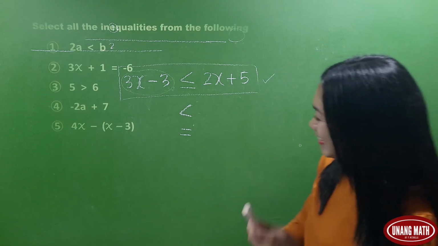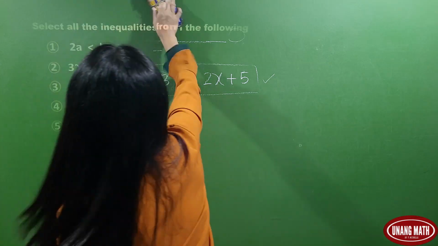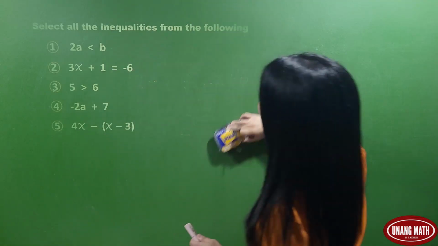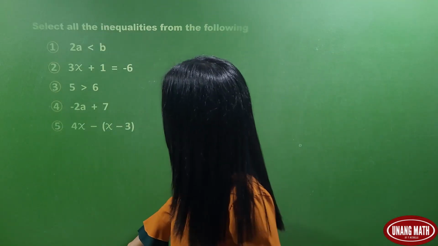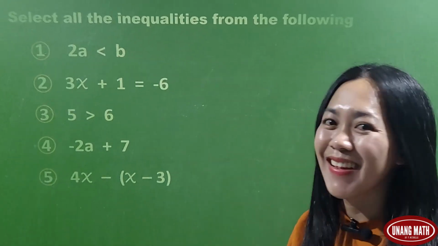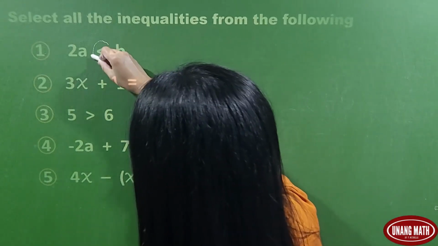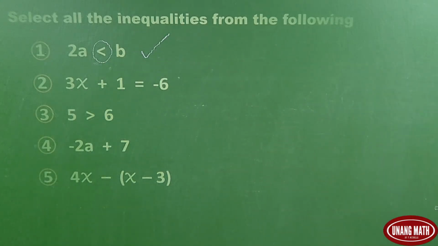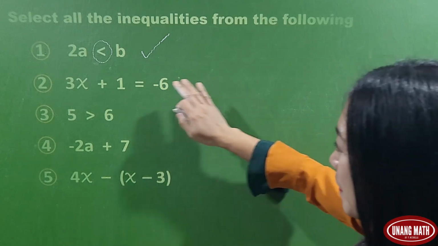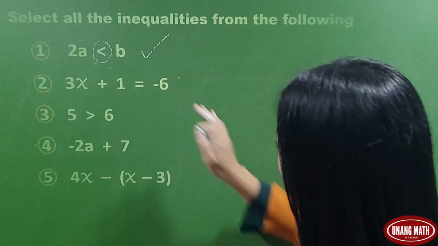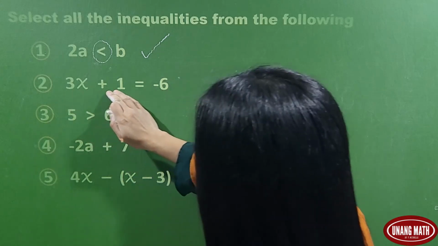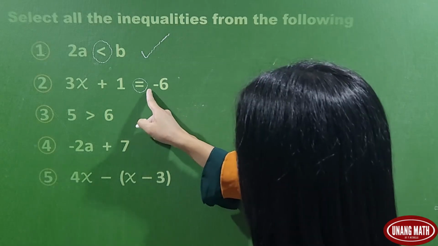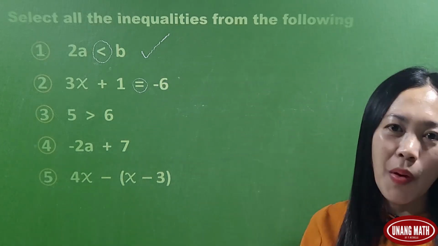This time, let's also answer this problem. We will select all the inequalities from the following. Number 1 is 2a is less than b. We have here an inequality sign, less than, which means this is an inequality. What about number 2? 3x plus 1 is equal to negative 6. We don't have an inequality sign here. We only have an equal sign. So this is not an inequality, but an equation.